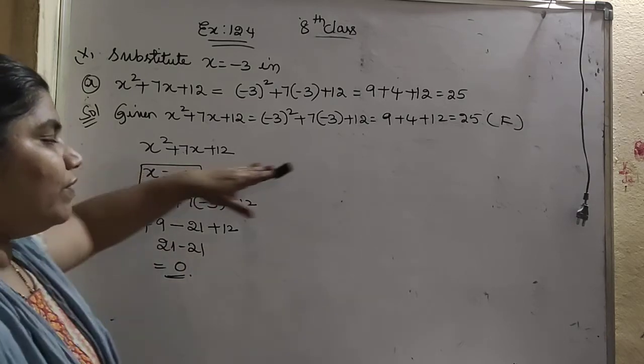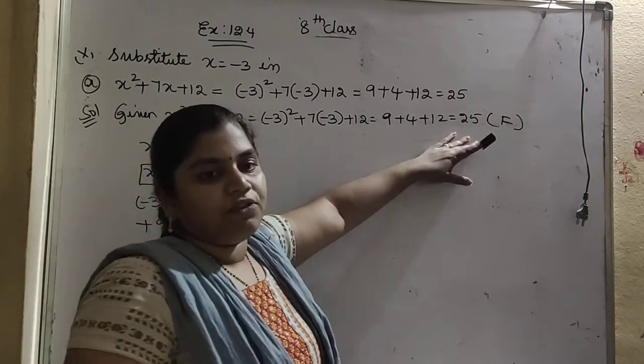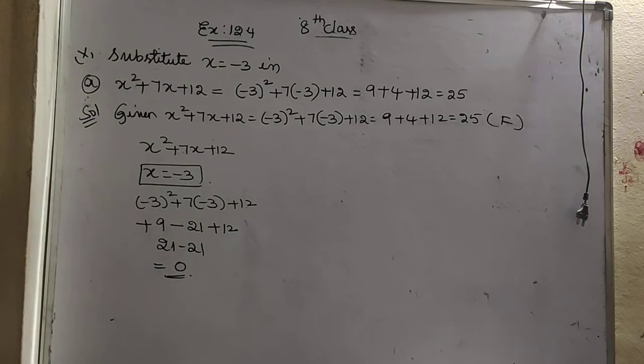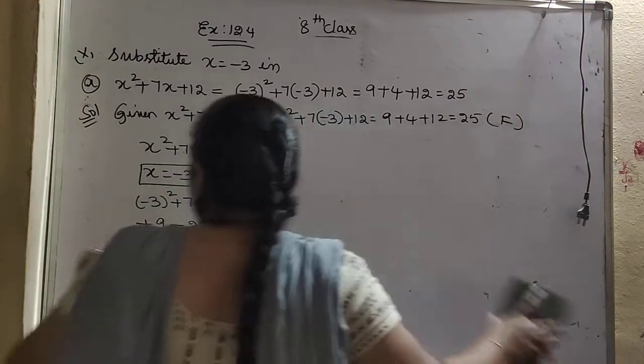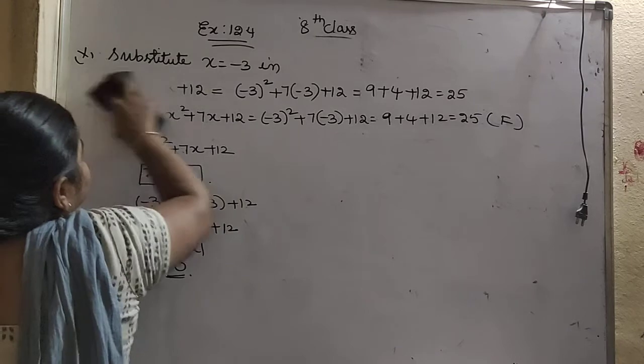But they have got it as 25, so that is a false statement. It is having an error in this. So this is our A bit. So next, B bit.